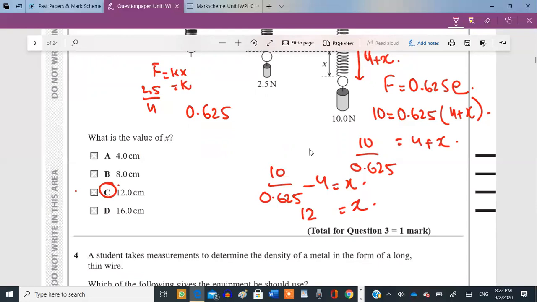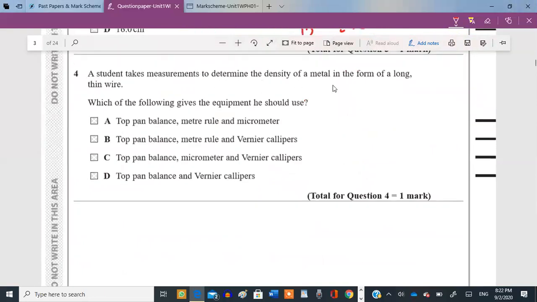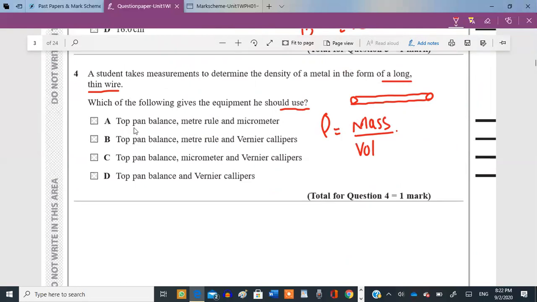Then going on to question number 4. A student takes measurements to determine the density of a metal in the form of a long, thin wire. Which of the following gives the equipment he should use? Okay, we have a wire. We need to calculate its density. The formula for density is mass upon volume. For a wire, the mass can be calculated by a top pan balance. So that's given in all the 4 options.